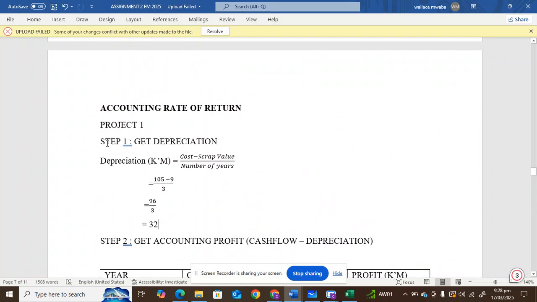So, first step, get depreciation. Remember, depreciation is the loss in value of an asset. In this question, our projects involve getting a new plant, new machinery, basically. A new plant is an asset. So the way we get our depreciation is cost minus scrap value, divided by the number of years.